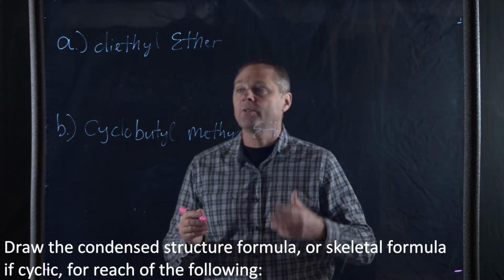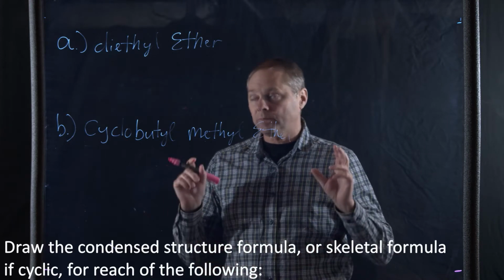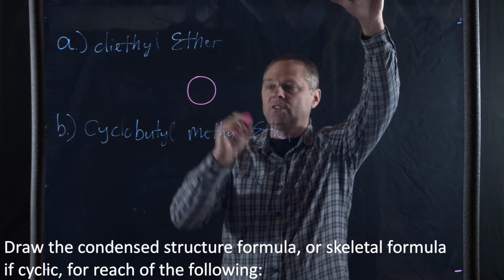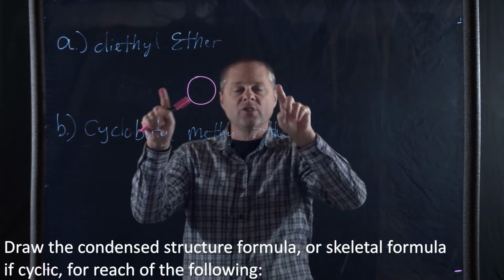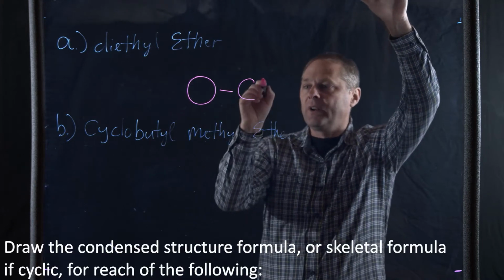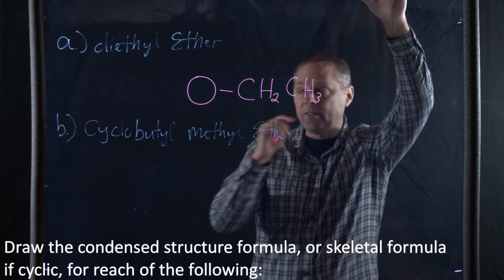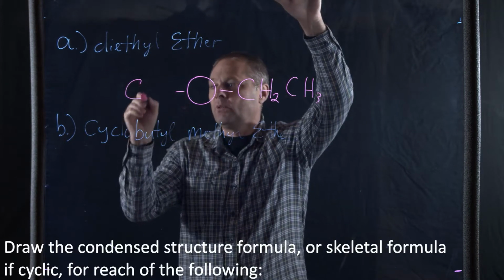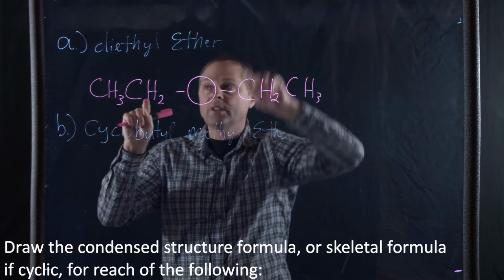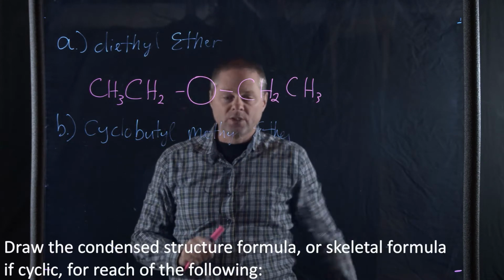All right. So for the first one, we have diethyl ether. So this is going to be an ether group with two ethyl groups on either side. Now an ether is going to have an oxygen, and on either side of the oxygen is going to be a hydrocarbon. So in this case, that happens to be diethyl. So we're going to have a CH2 and a CH3. This is an ethyl group. We can draw another one over here, CH2, and now a CH3. So this is diethyl ether because it's an oxygen with two ethyl groups on either side.